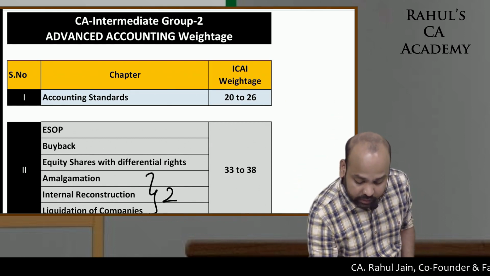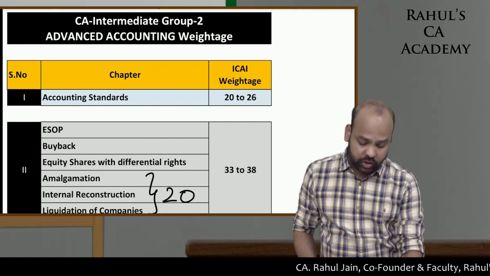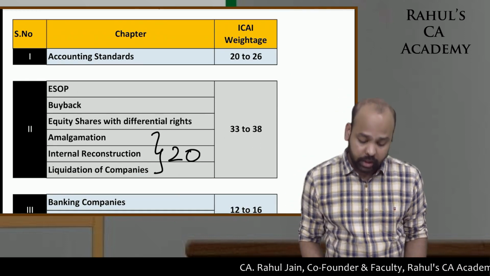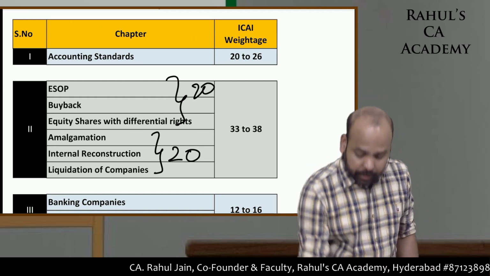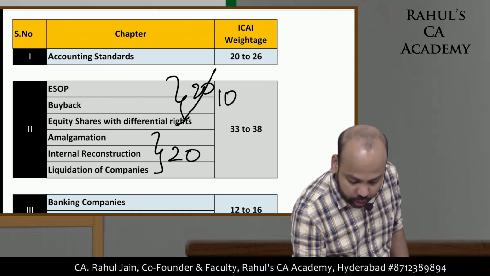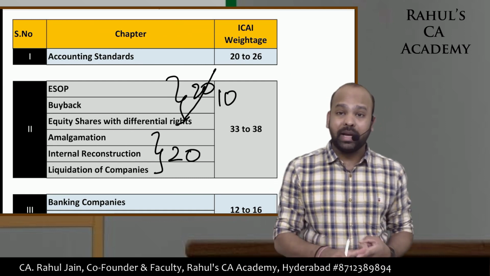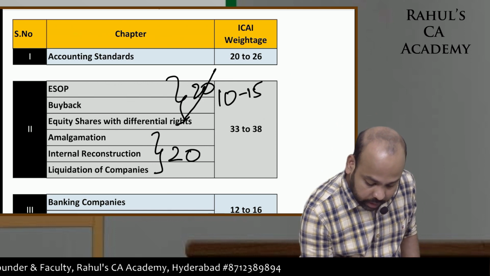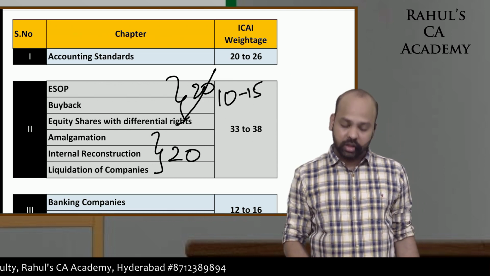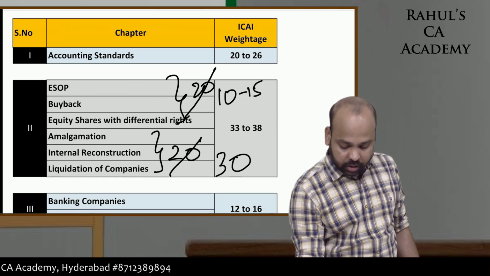Earlier they used to ask amalgamation, internal reconstruction and liquidation of companies for 20 marks, ESOPs, buyback and other topics for 20 marks. But now I expect guys that this will come only for 10 marks. ESOPs, buyback, equity shares with differential rights will come for 10 to 15 marks. But the other topics guys, amalgamation, internal reconstruction and liquidation will come for 30 marks.